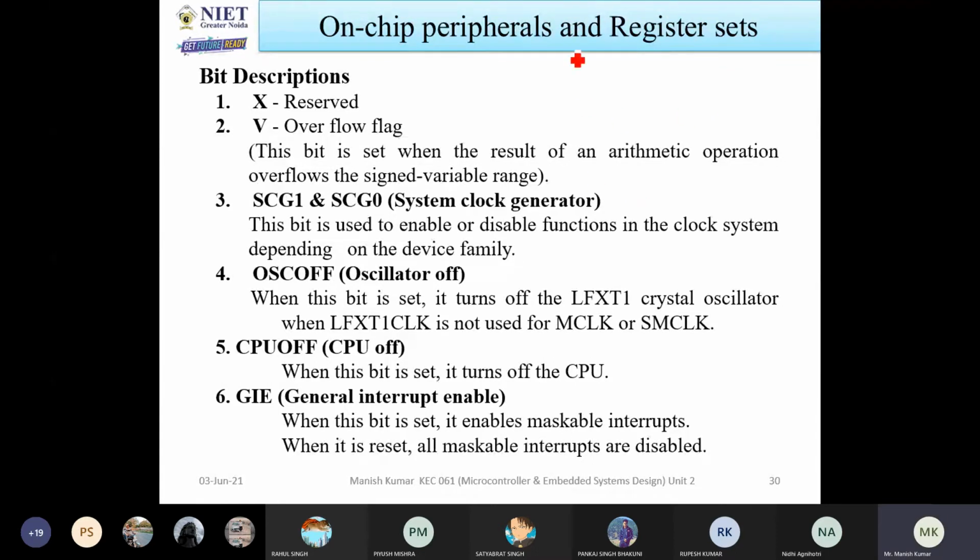First, the cross X, that is reserved. We do not know the function of that particular bit, so you can leave it out. You can put it at 0 or 1. It is better to put it at 0 in the start place when you are finding the numbers.